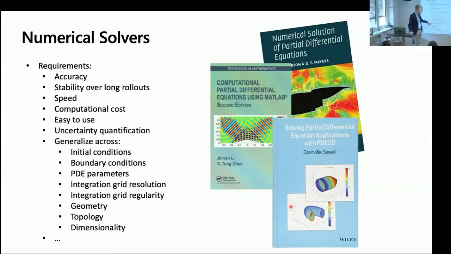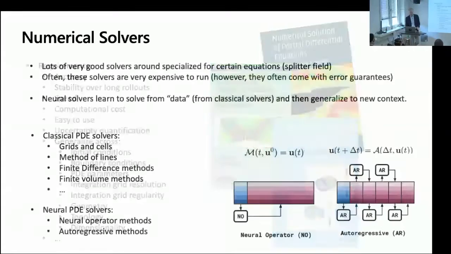Integration grid regularity, which is not just the resolution, but also the regularity of that grid. You could have an irregular grid. The geometry of the problem: maybe it's a plane, but maybe it's the inside of a torus for a fusion problem. It could live on a flat space or a curved space. The topology, which could be a torus or a plane, whatever, and then the dimensionality of the problem. So all these things need to go into these solvers, and they did.